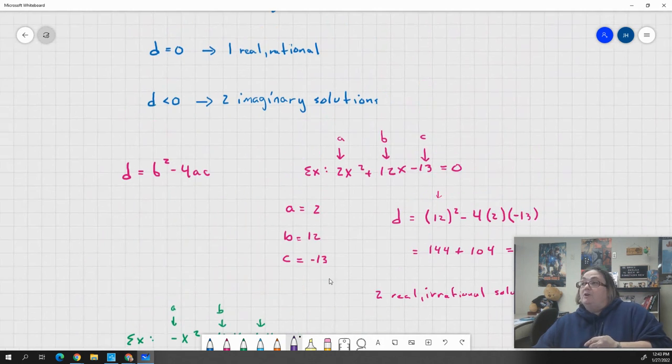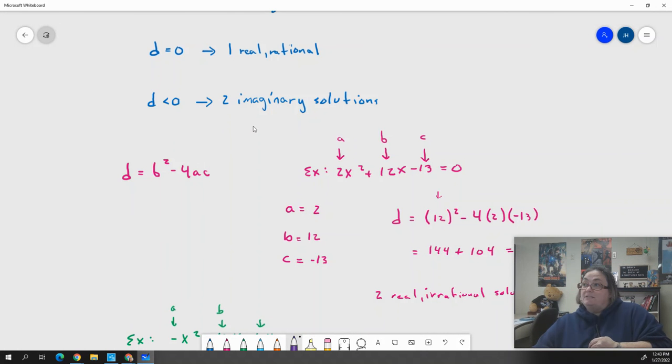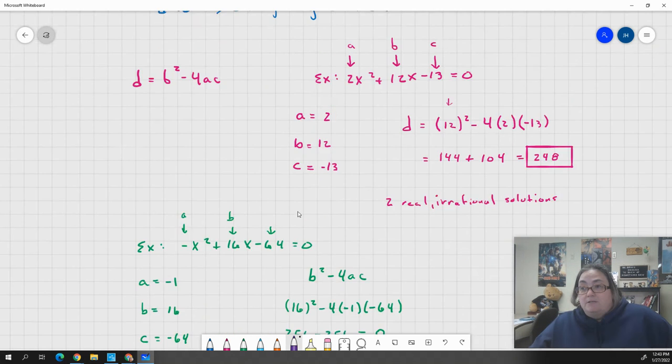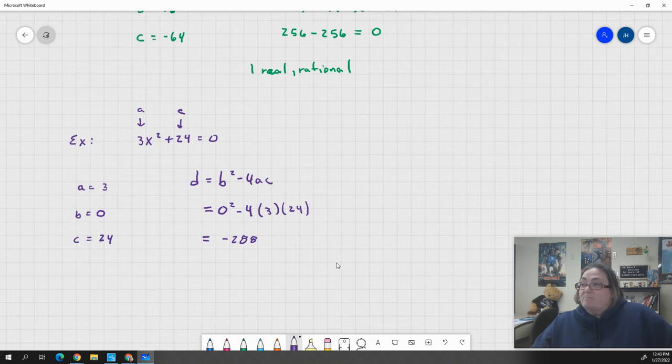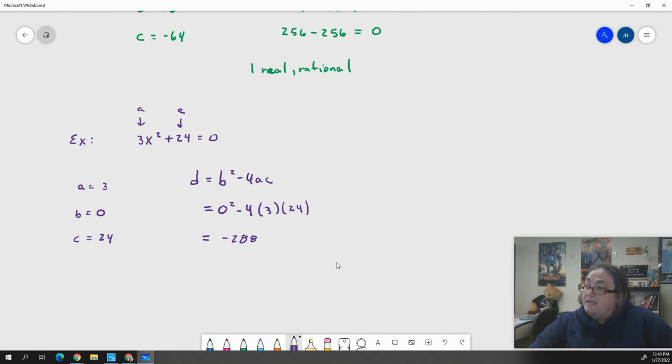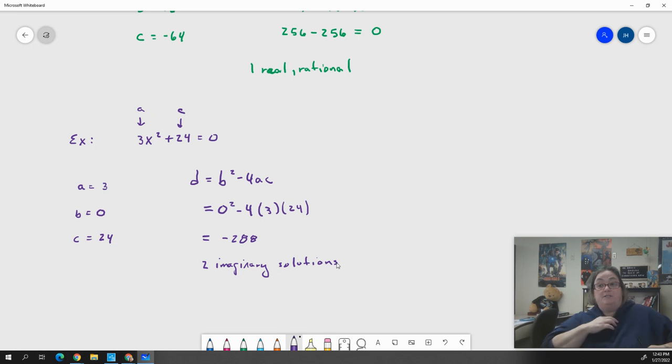And if you go up to our chart, you can see that when D is less than 0, it means we have two imaginary solutions. So we can say we have 2 imaginary solutions. And what does that tell us? It tells us that when it comes time to do the quadratic formula, we know what kind of solutions we're going to have. We're going to have 2, and they are going to be imaginary.